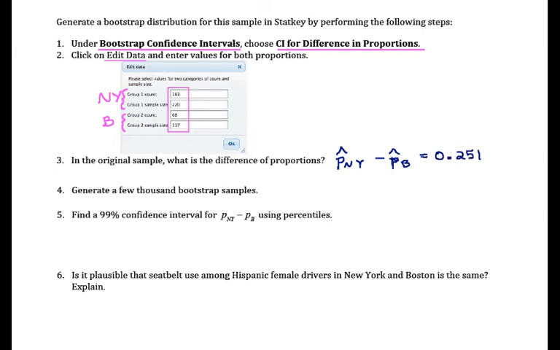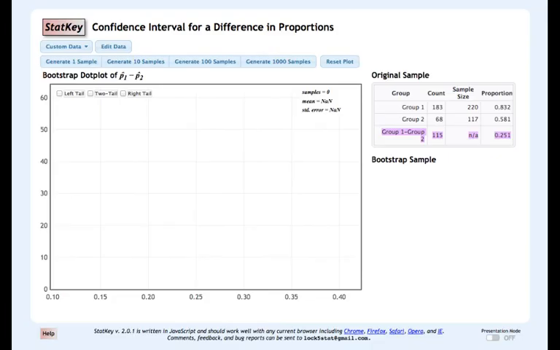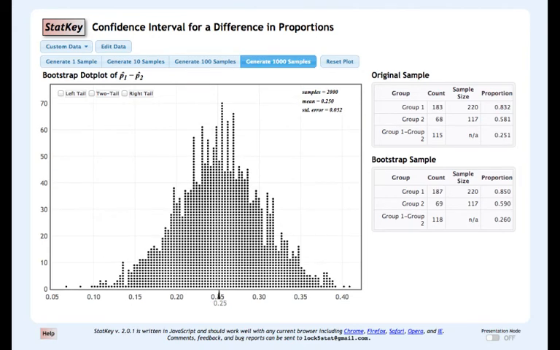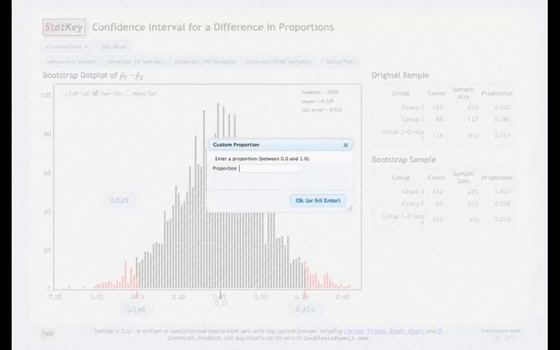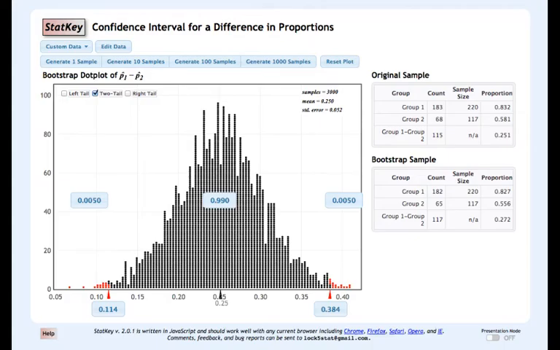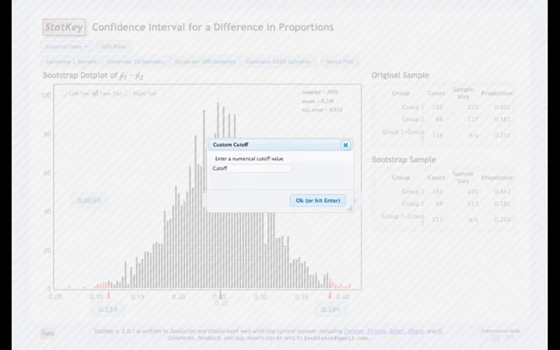Now we'll generate a few thousand Bootstrap samples and find a confidence interval using percentiles. I like to watch my standard error, and when it looks like it's not changing very much, I go ahead and stop. Sometimes it takes a long time to stabilize, and if you get all the way to 10,000 samples, just stop. But in this case, it seemed to stabilize at about 2,000 or 3,000. So I need a 99% confidence interval, which means I'm going to change this middle proportion from 0.95 to 0.99. And my confidence interval comes from these two endpoints.